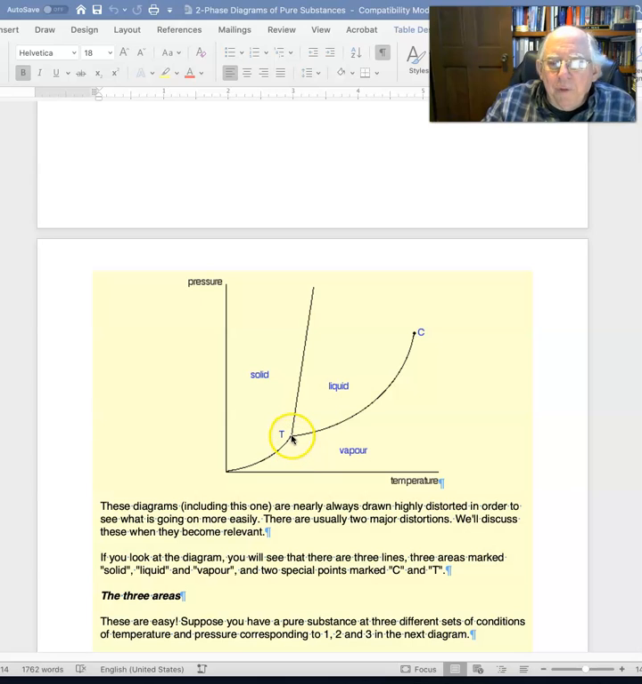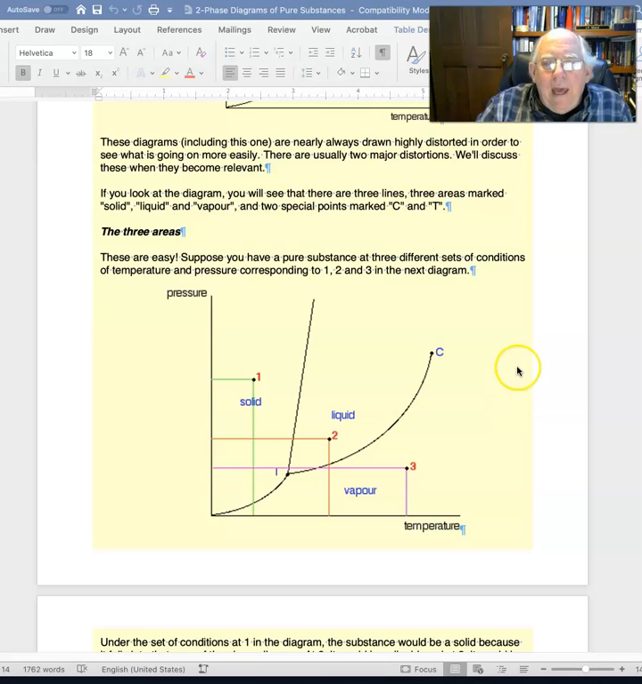There is a point called the triple point where, at that pressure and at that temperature for that particular substance, all three phases are present in equilibrium. There's also a point called the critical point, at which liquid and vapor are in equilibrium with each other. At any pressure above that or any temperature above that, there really isn't a distinction between liquid and vapor. It's just referred to as a gaseous material.